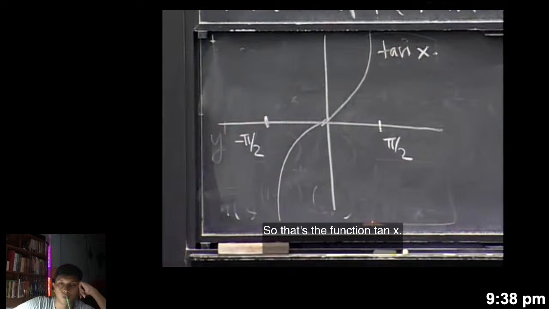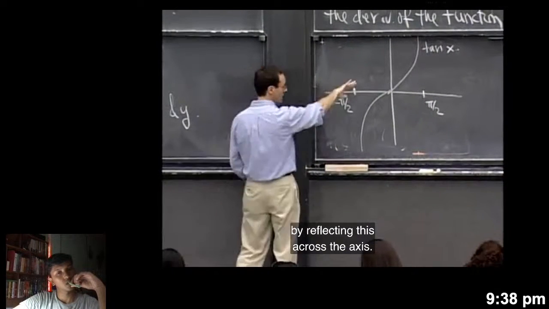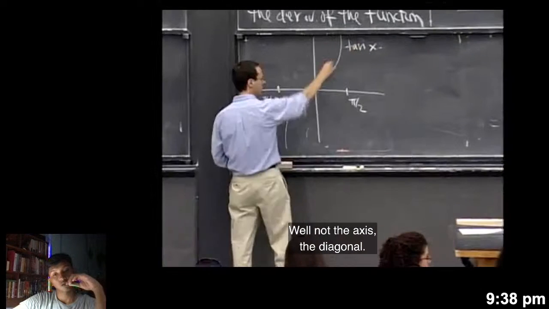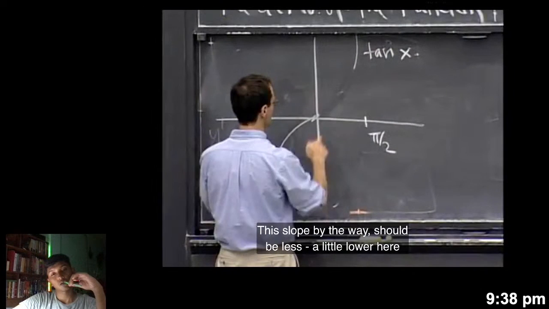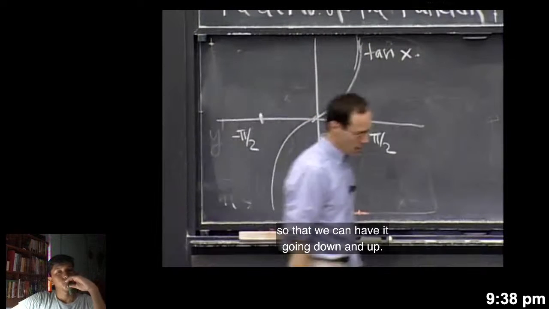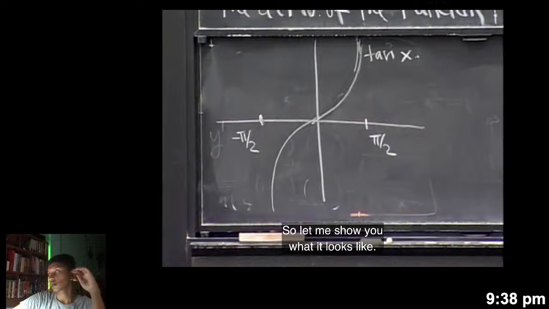Okay, and so the one that we have to sketch is this one, which we get by reflecting this across the diagonal. All right, this slope, by the way, should be a little lower here, so that you can have it going down and up. So let me show you what it looks like. On the front end, it's going to look a lot like this one.